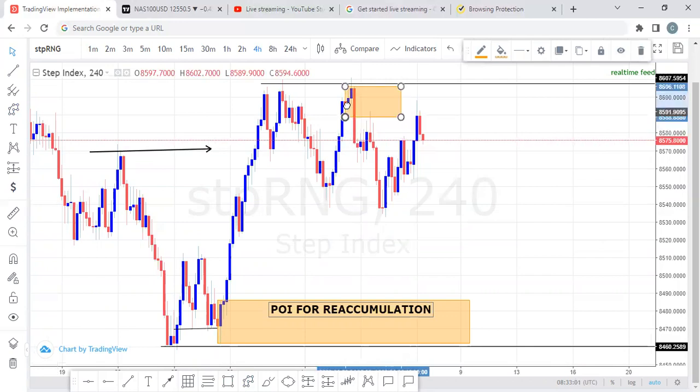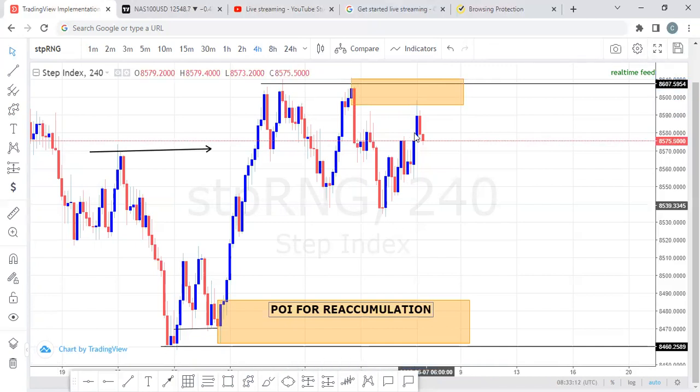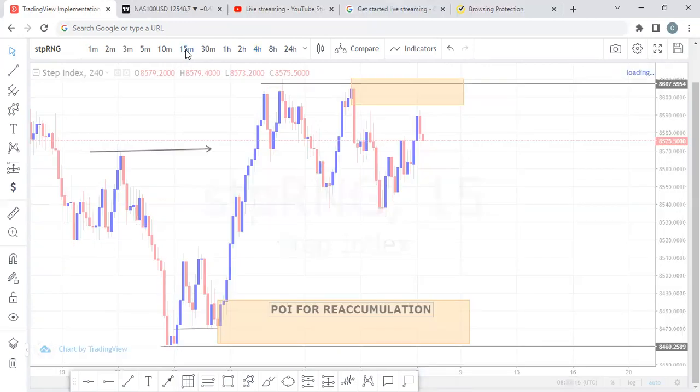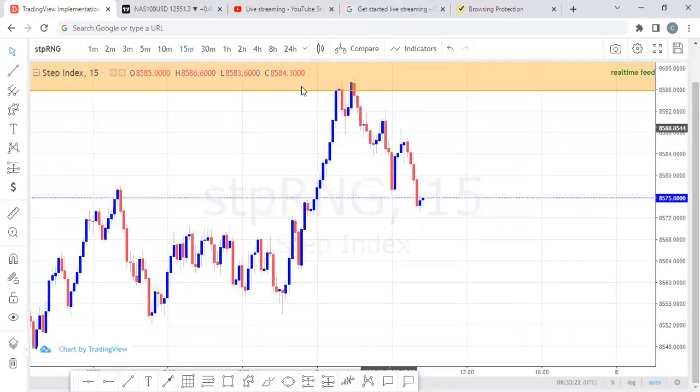Look at this market. This candle actually took our stop losses, and then it came down. This candle here took our stop loss and then broke to the downside. So the market has indicated that. Let's see if we can catch an entry on the smaller time frame. Amazing.